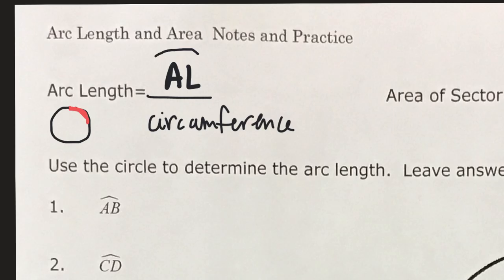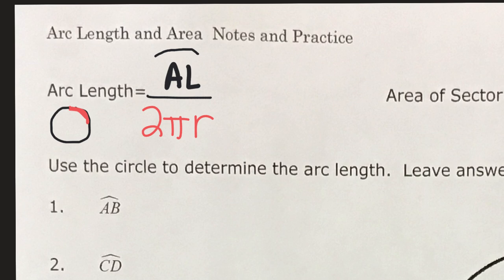Circumference has a formula though. Circumference is also known as 2 pi r, or we can consider this pi times the diameter. But usually we're given the radius of our circle, so 2 pi r is the formula that makes the most sense. So arc length is a portion of your circumference.